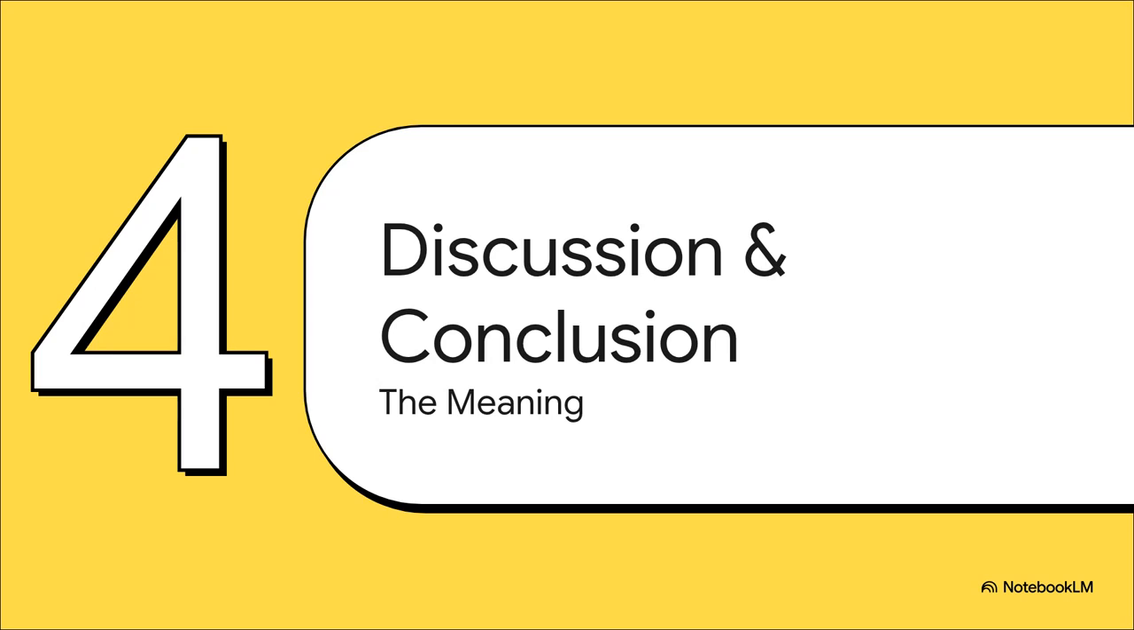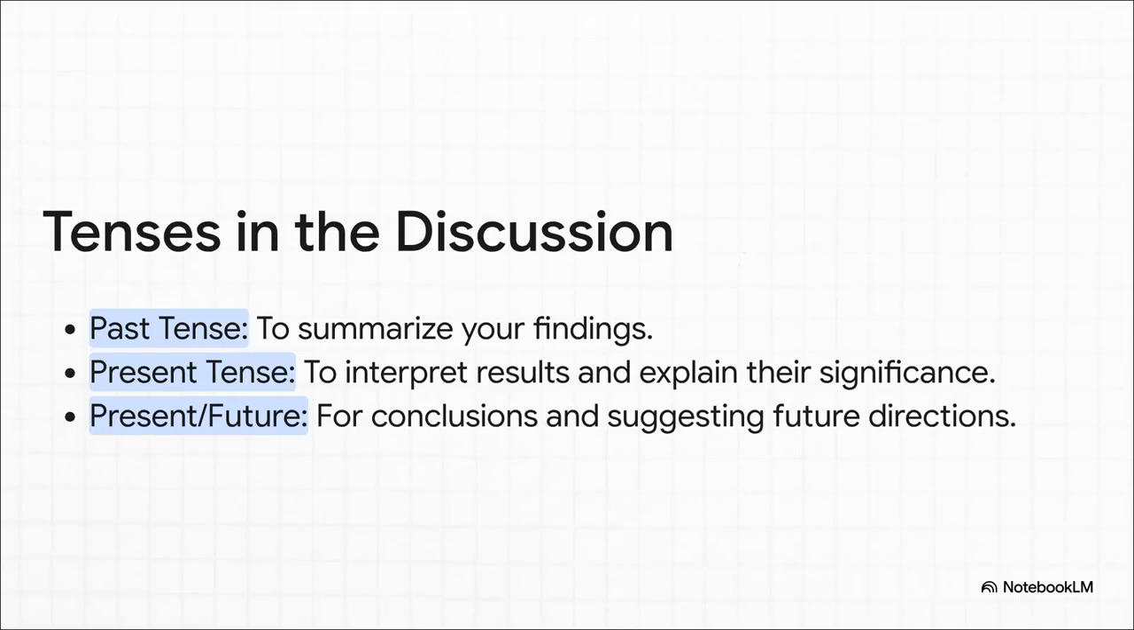Almost home. Now we're at the discussion and conclusion. In these sections, you're not just reporting anymore, you're interpreting. You're explaining what it all means, and your verb tenses have to reflect that shift in thinking. This is where it all comes together. You're going to use the past tense to quickly summarize what your study found. Then you'll switch to the present tense to interpret those results and talk about what they mean. And finally, you'll use the present or even the future tense to suggest what should happen next, for future research.